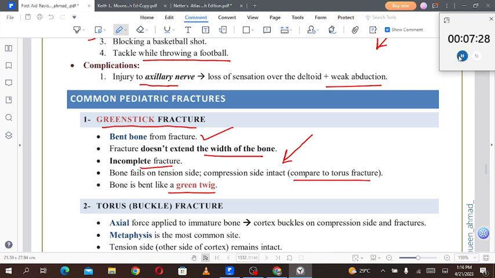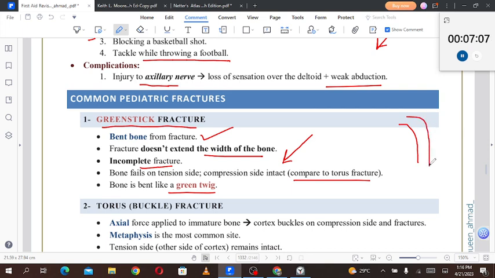So my concept on this is, suppose we are talking about green stick fracture right now. Suppose this is a bone, and it is a soft bone because it is a bone of a child. There was some trauma from this side, and then the bone started compressing and turning like this.